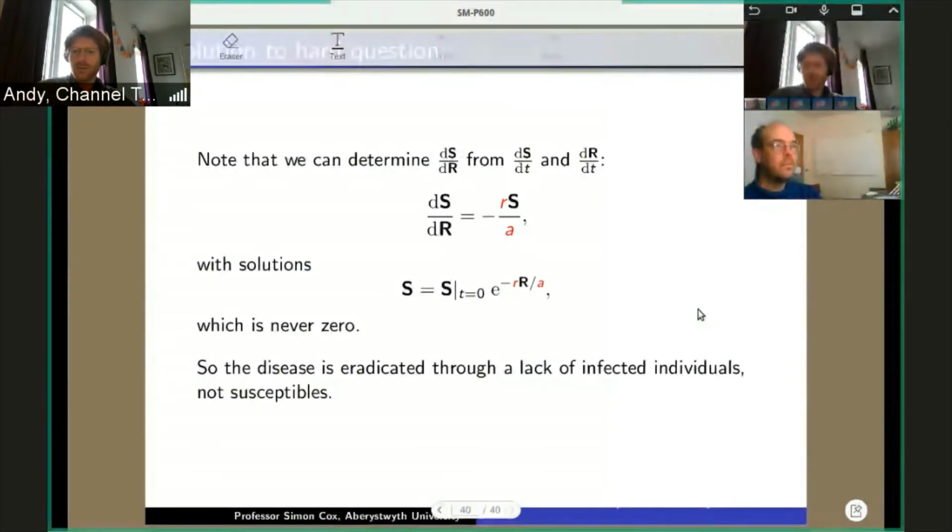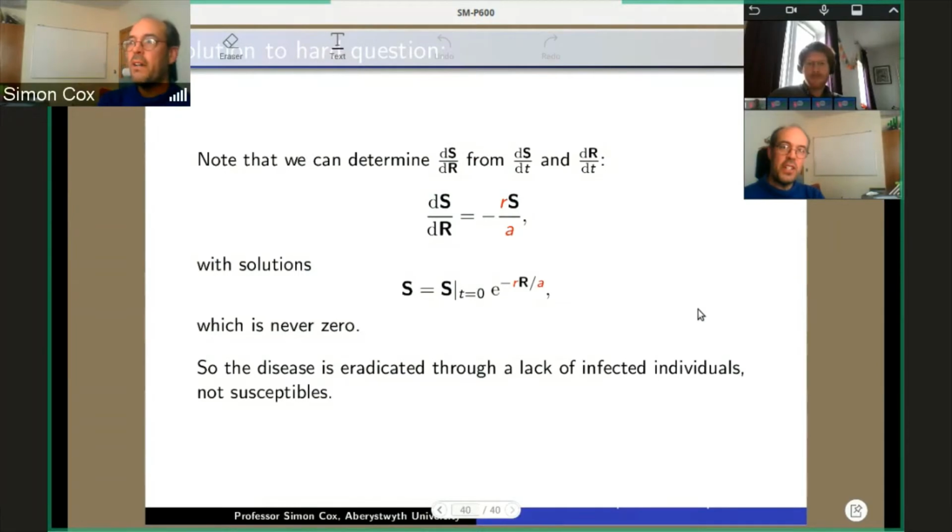Could R also include deaths? Indeed, it could. I've tried to avoid that. It's not a jolly subject to talk about, but removed, yes, it could include deaths.